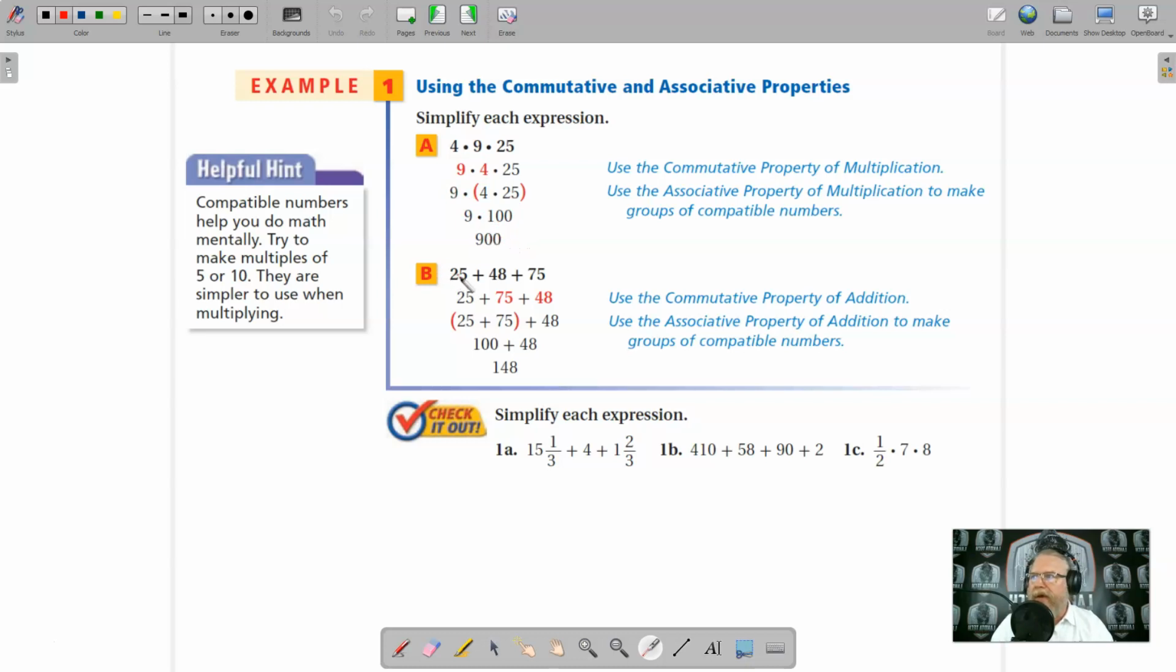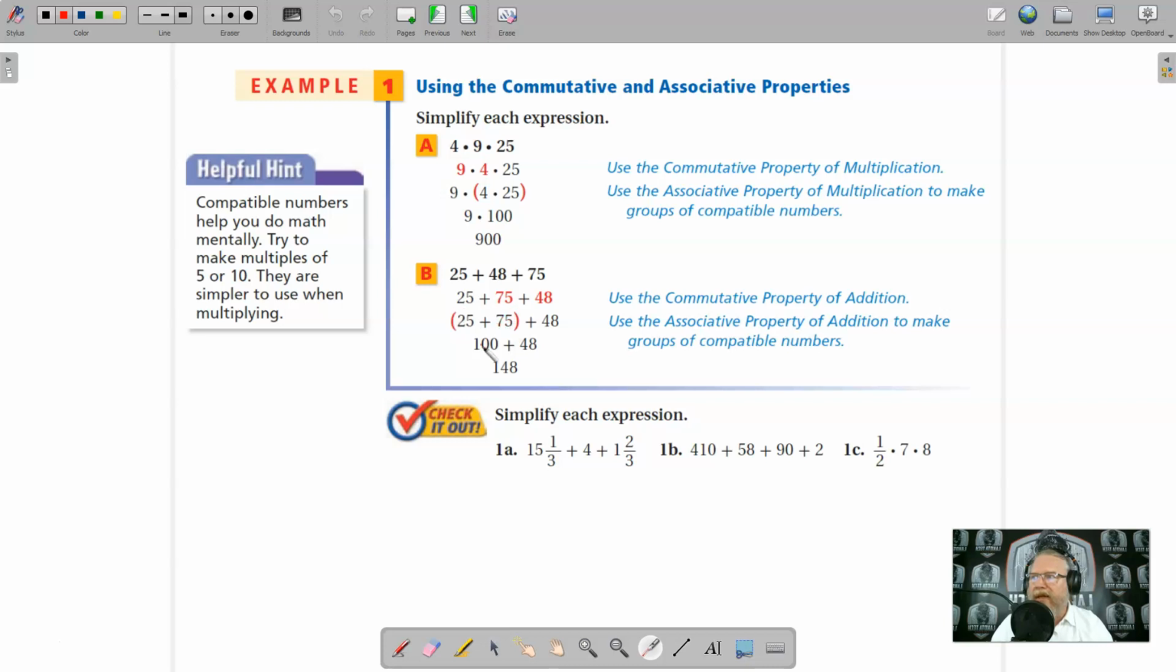On example B, we have 25 plus 48 plus 75. Hopefully you're seeing that the 75 and the 25 would go together really nicely. So let's change the position of the 75 and the 48. That means they're moving. They are commuting, so it is the commutative property. We just changed the order, and 48 and 75 have switched places. Now let's group that 25 with 75 so that we can get 100. Whenever we group those together, we are associating them with one another.